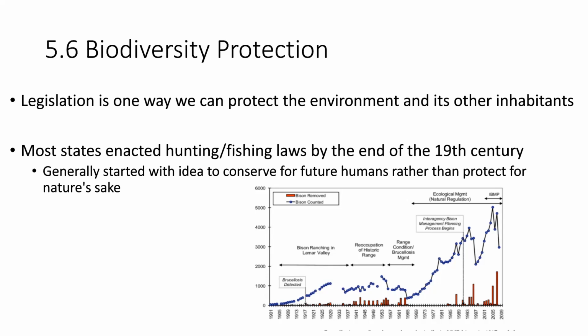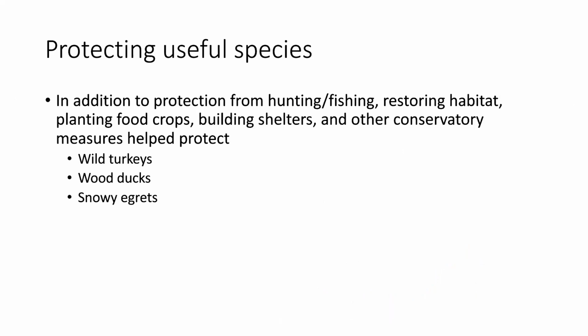And then similar things have been done with different types of birds, for example. So wild turkeys, wood ducks, and snowy egrets are just a couple examples from the textbook. But with this process, the way we go about doing it is thinking about those threats and how we can protect against them. So in addition to limiting hunting or fishing, which is clearly going to decrease that population, we may want to restore the habitat if it's been destroyed, find some way to plant food or build shelter to support those organisms.